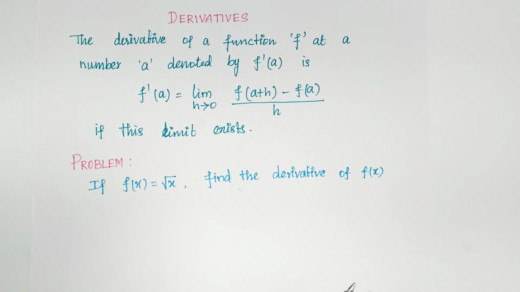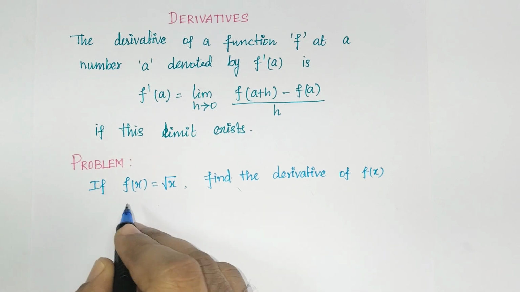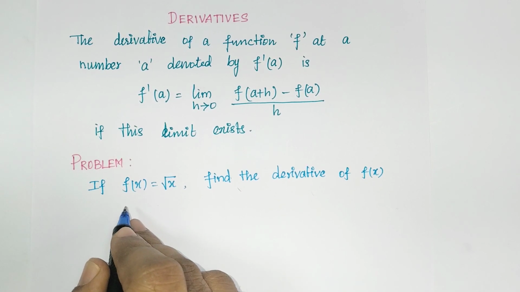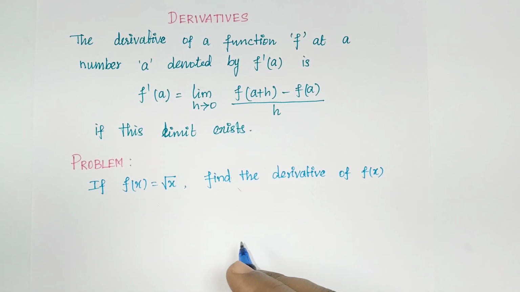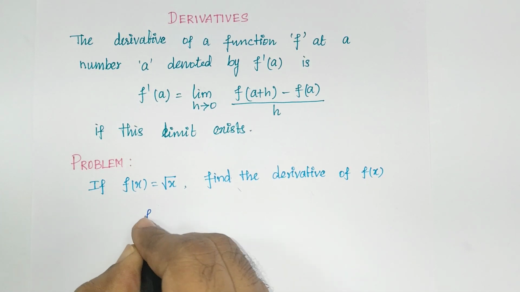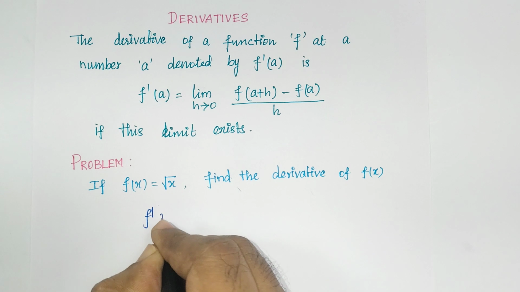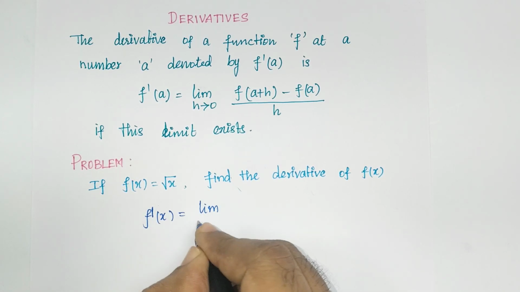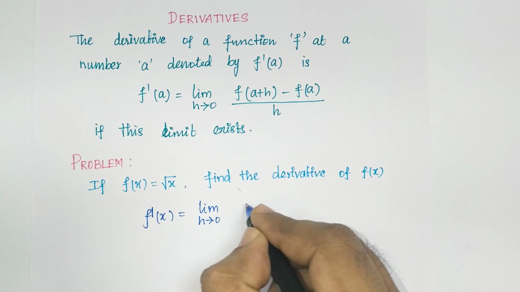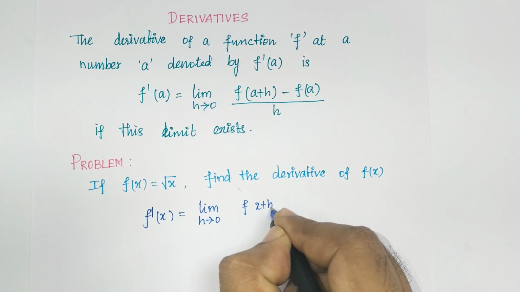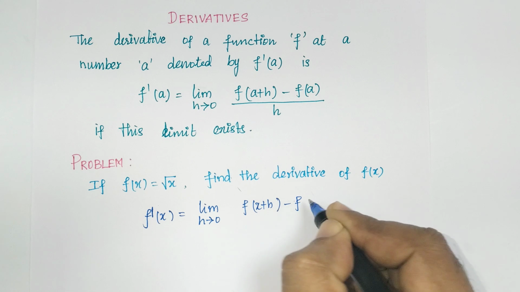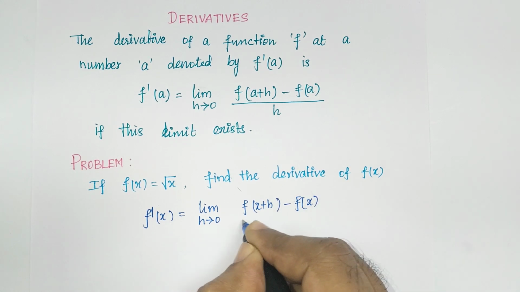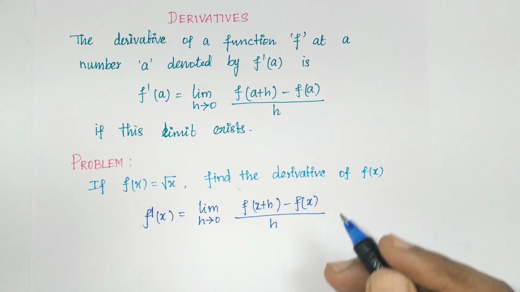Based on this definition, I am going to solve one problem. For example, if we take f of x equal to root x, find the derivative of f of x. So find the derivative of f of x means first you can write the derivative formula for f of x. F dash of x equal to, I'll write limit h tends to 0 f of x plus h minus f of x divided by h.